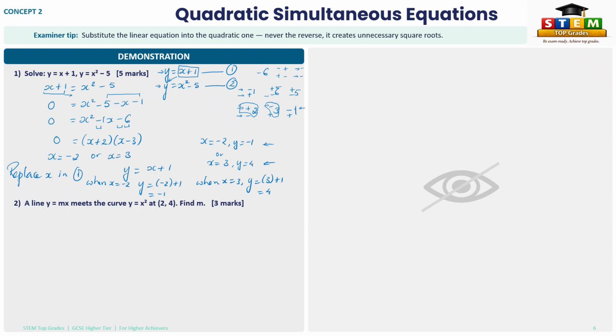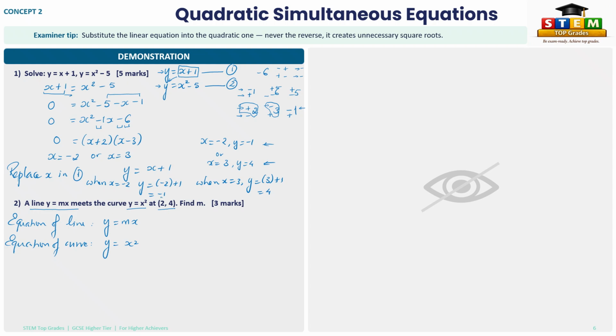Now let's look at question number 2. In that question, it gives me the equation of the line as y is equal to mx, and the equation of the curve is given as y is equal to x squared. Now we have to solve that problem, and we have the values of x and y given to us.